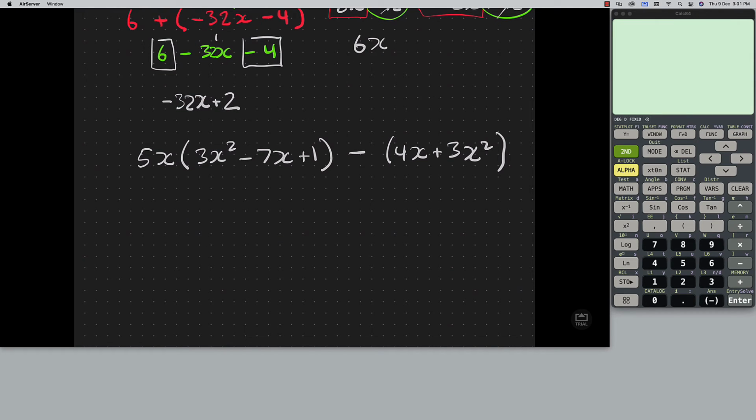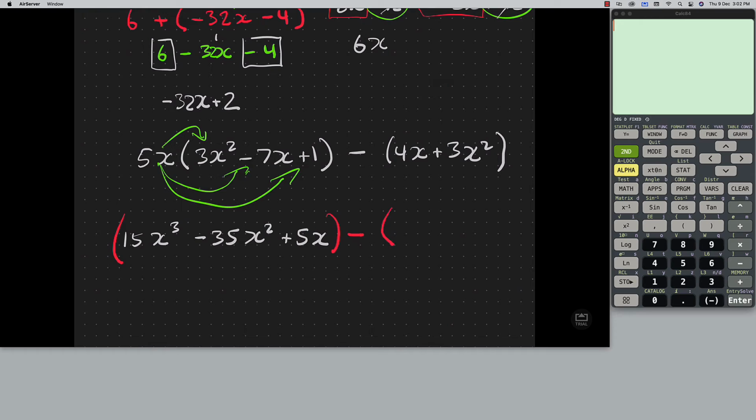Okay, so I've got 3 terms to multiply right there: 1, 2, and 3. So what is 5x times 3x squared? That's going to be 15x cubed. I got 5 times negative 7, which is minus 35, and I got an x times an x in that one, which becomes x squared. And now I have a 5x times 1, which is plus 5x. Okay, now again, keep that in brackets. We're going to be subtracting this other expression right here.